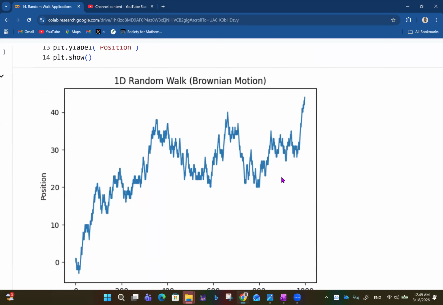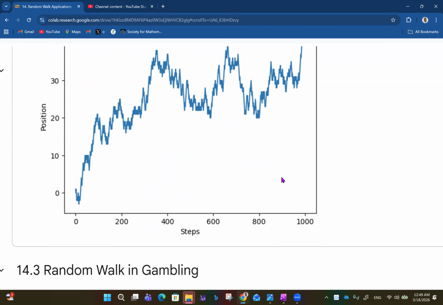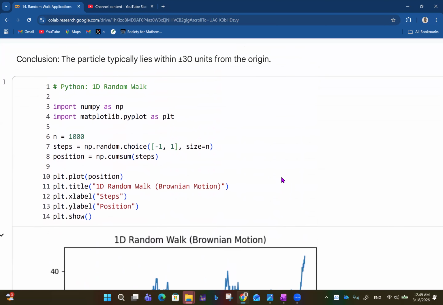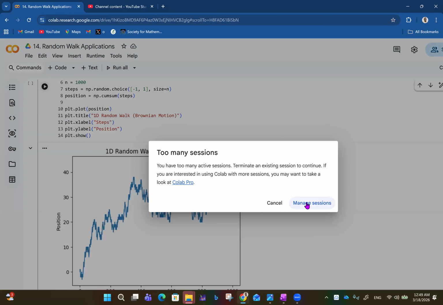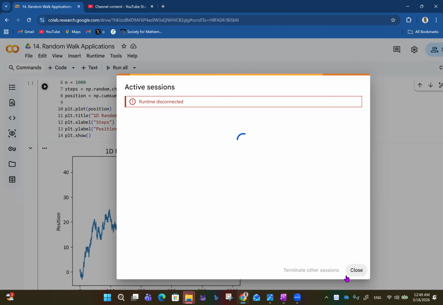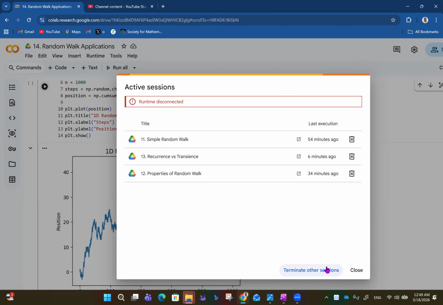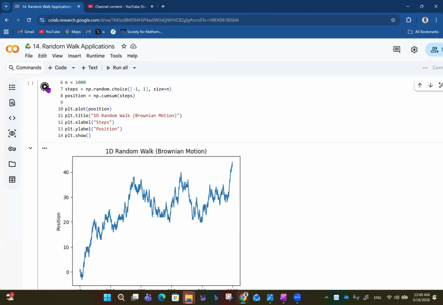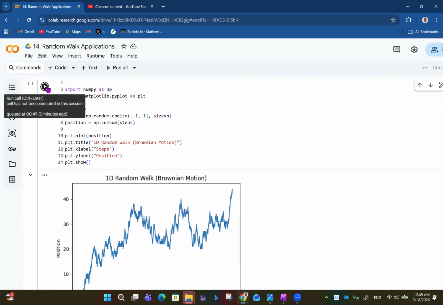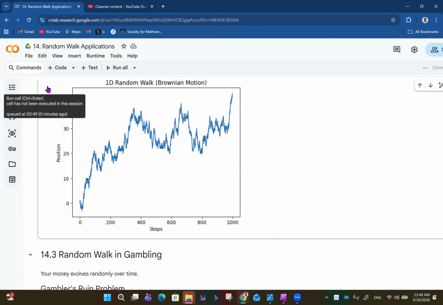So we can simulate that here. Here we have n to be 1,000, and we just do the random thing for Brownian motion. Each time you run the code, it keeps changing. You have some sessions to manage, so you have to terminate previous ones, terminate all those that we no longer are using, terminate other sessions. Good. So we can work with this now, and it keeps changing like that.